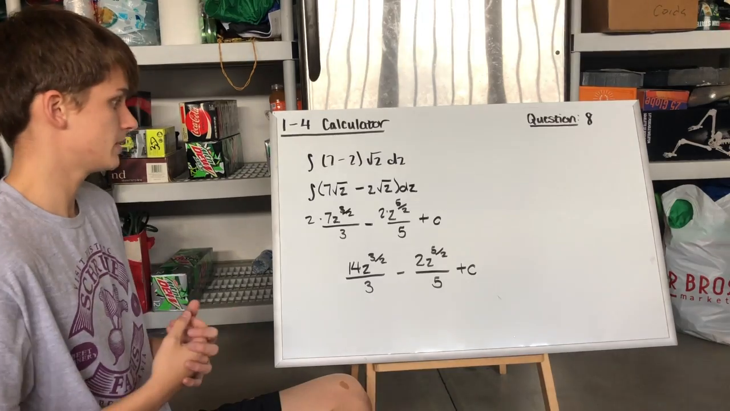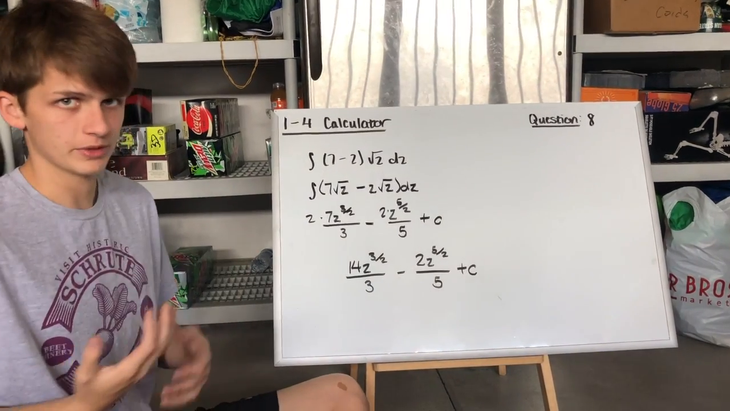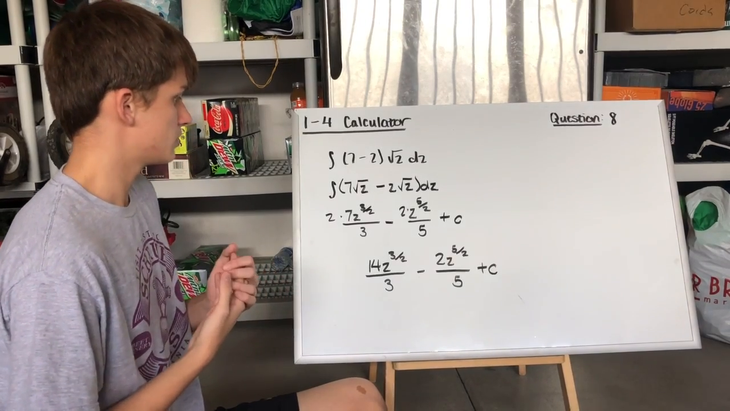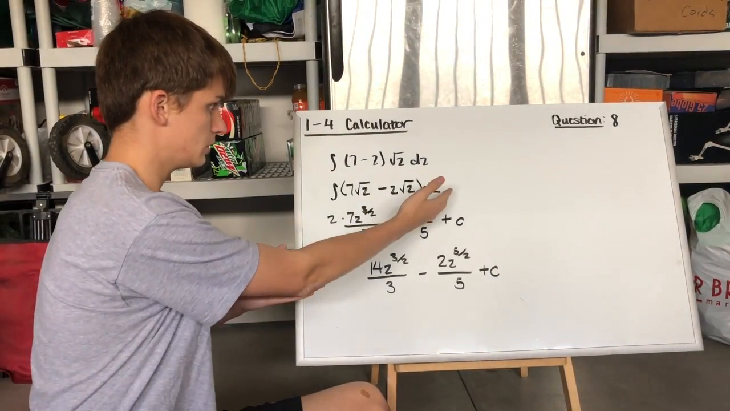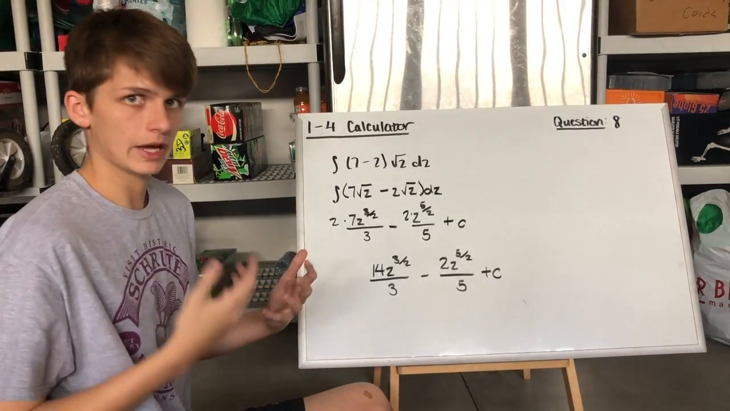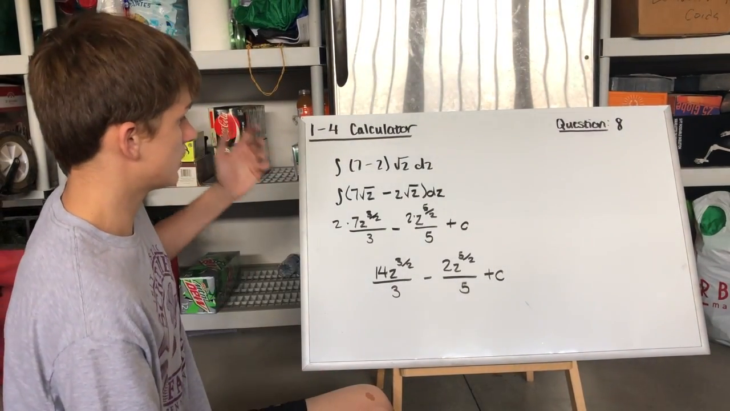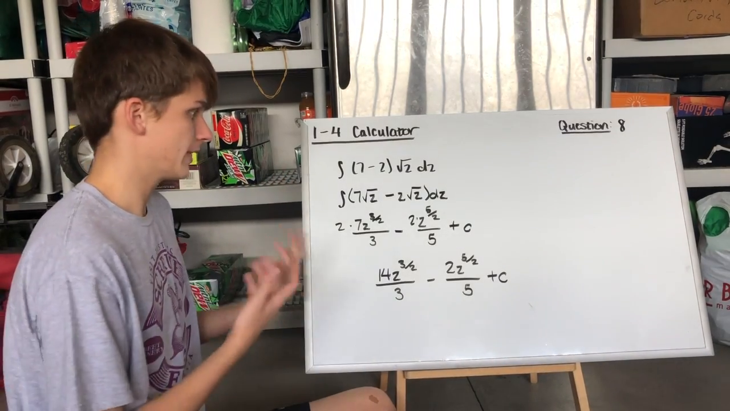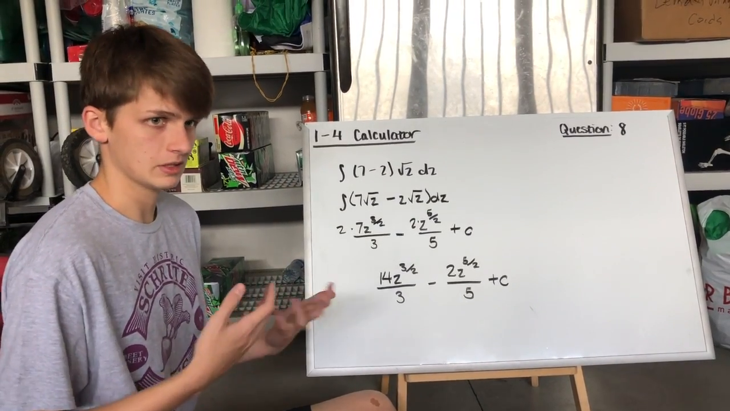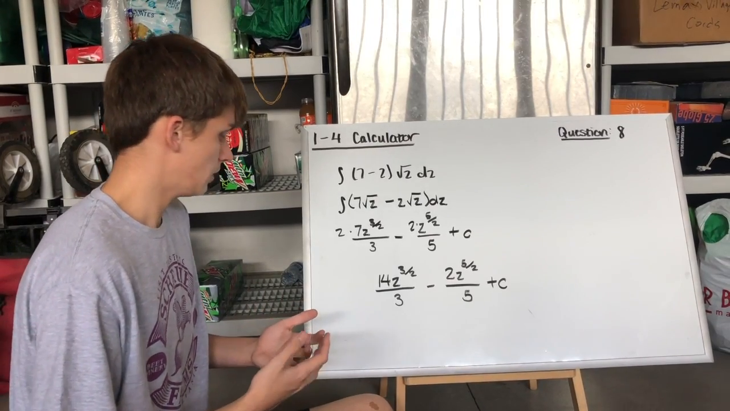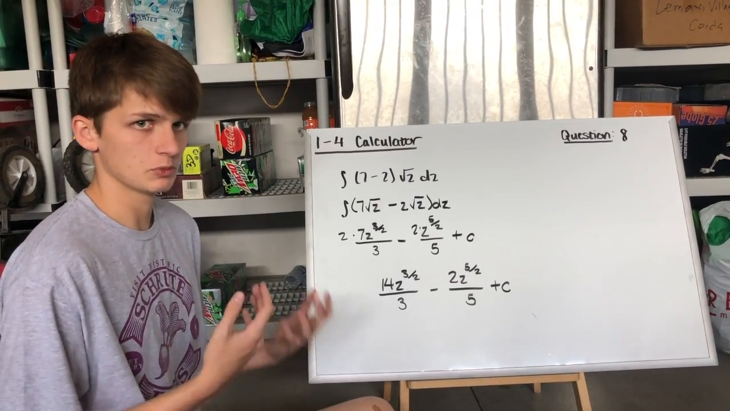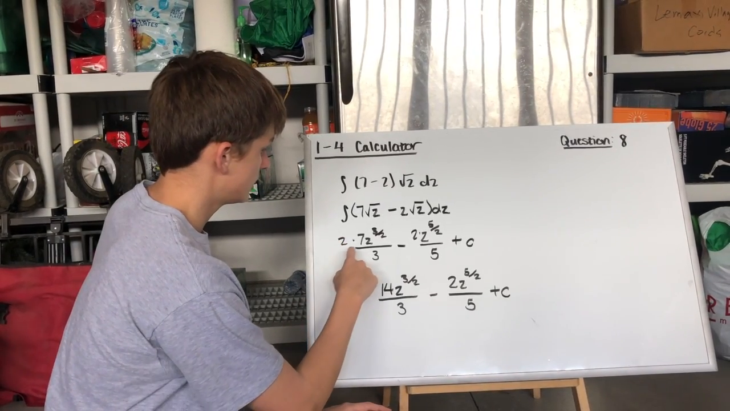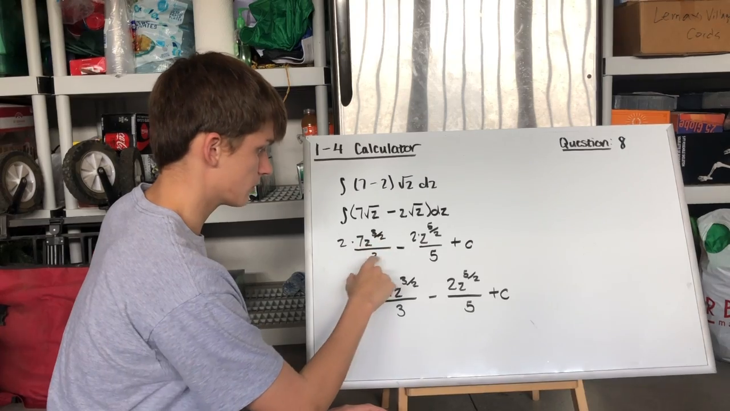Then we have to find the integral of this, of course, so exponent rules become involved. When you do the integral, you have to add 1 to the exponent. In the case of the square root of z, that's z to the 1/2 power. You add 1 to the exponent, that's z to the 3/2. And when you divide by the 3/2, it's the same as multiplying by the reciprocal. So what you end up getting is 2 times z to the 3/2 over 3.